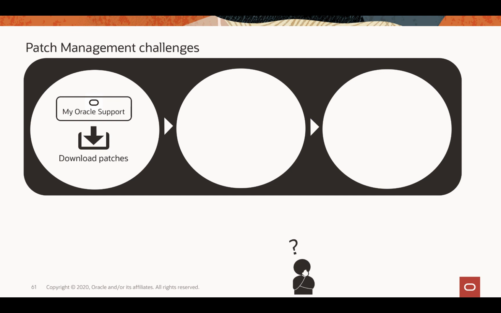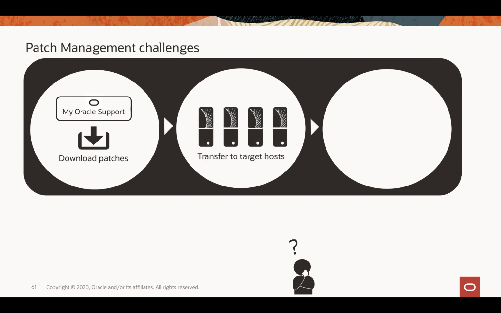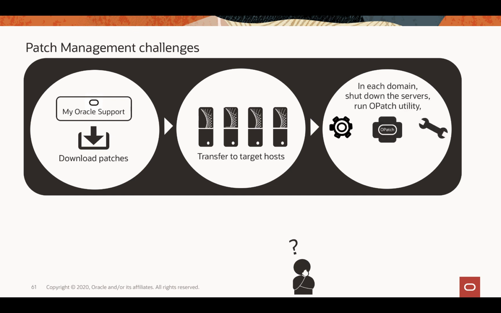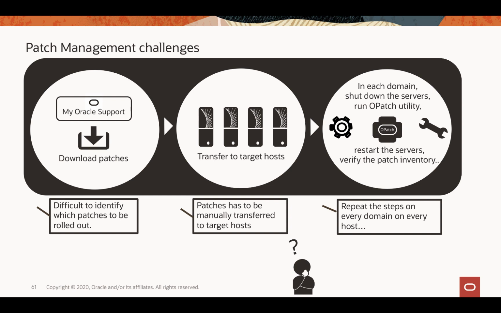First, you need to go to My Oracle Support and download patches. Once the patches are downloaded, you will need to manually transfer the binaries to all the target hosts where your WebLogic domain resides. Then for each WebLogic domain, shut down the servers, run the opatch utility to apply the patch. Once that is done, restart the servers and verify the successful patch application. And you have to do this for each target. So these steps have to be manually repeated on every WebLogic server or domain on every host.